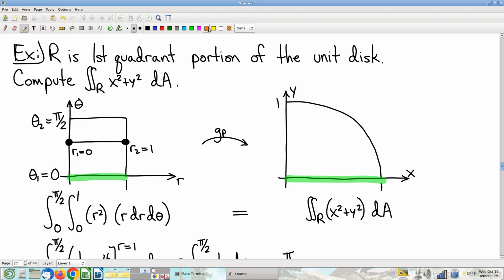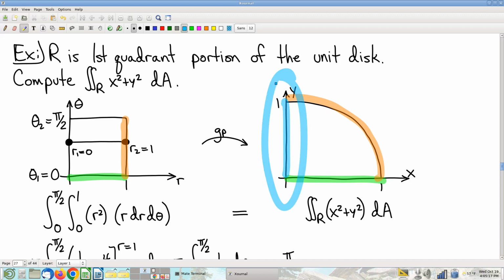And then you can kind of make your way through the rest of this. Here, that edge is r equals 1. Theta goes from 0 to pi over 2. That's that. And let's see here. This edge there is, okay, theta is pi over 2, r goes from 0 to 1. Okay, well that's that.